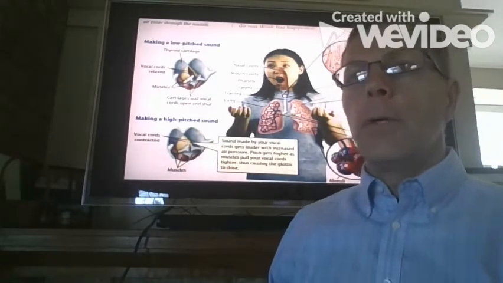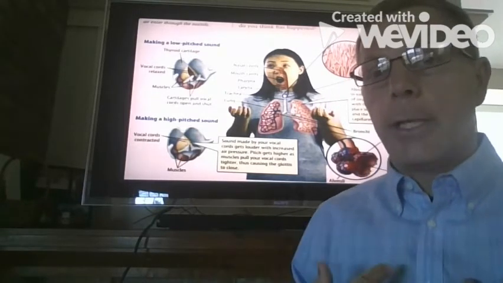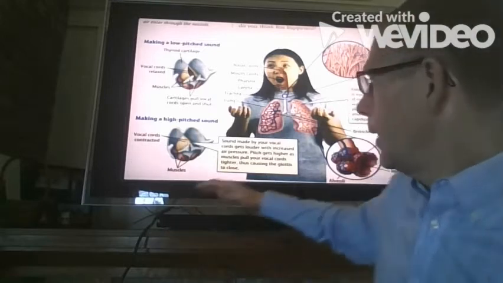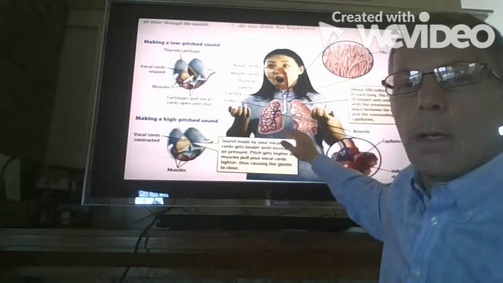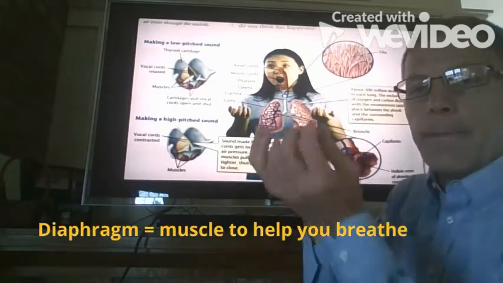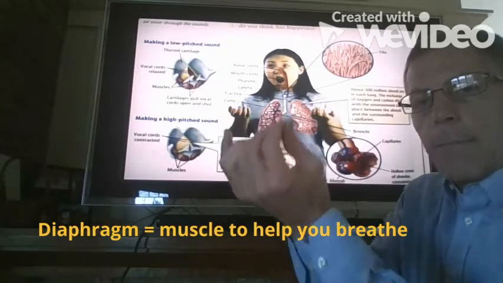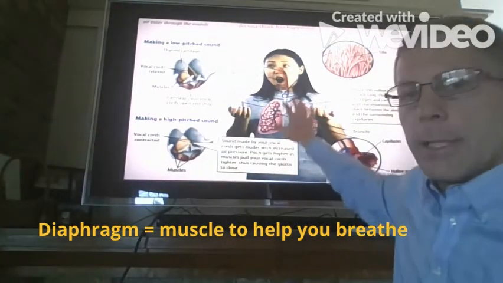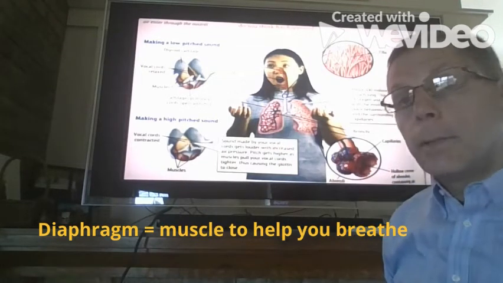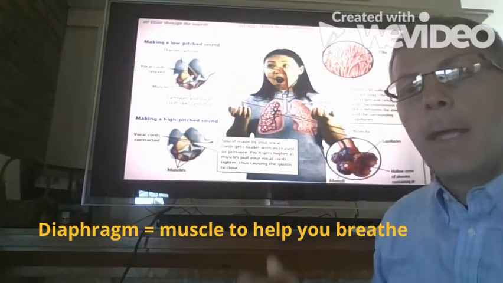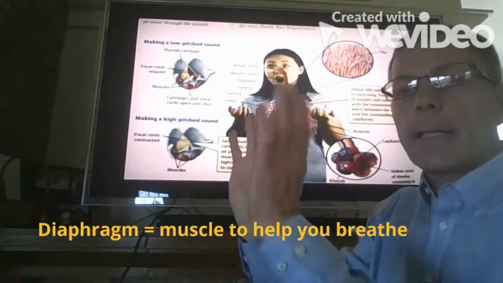When you breathe in, when you inhale, you're taking in oxygen. There's a muscle just below your lungs called the diaphragm that goes down. It's almost like a suction that helps you pull the oxygen into your lungs. And when you breathe out, you exhale, that diaphragm pushes up and helps push the carbon dioxide out.